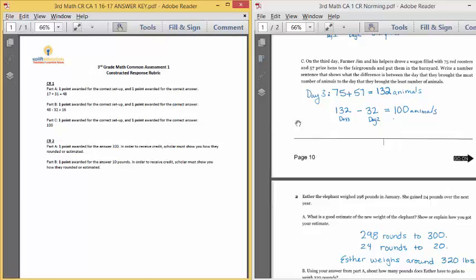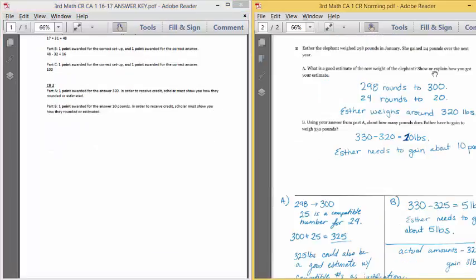Just like before, they get 1 point for the correct setup. Again, that correct setup should be 132 minus 32. They also get 1 point for the correct answer, which is 100 animals. You'll see that constructed response 1 is worth a total of 6 points overall, and they can be awarded anywhere between 0 and 6 points.